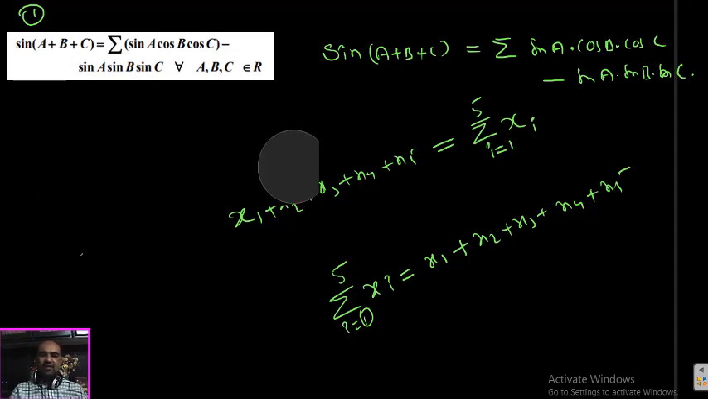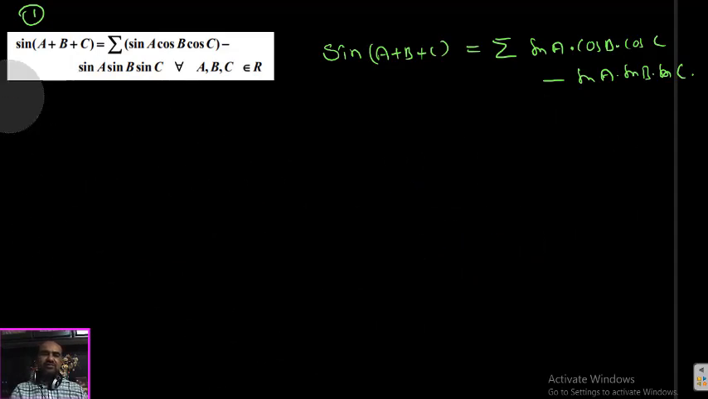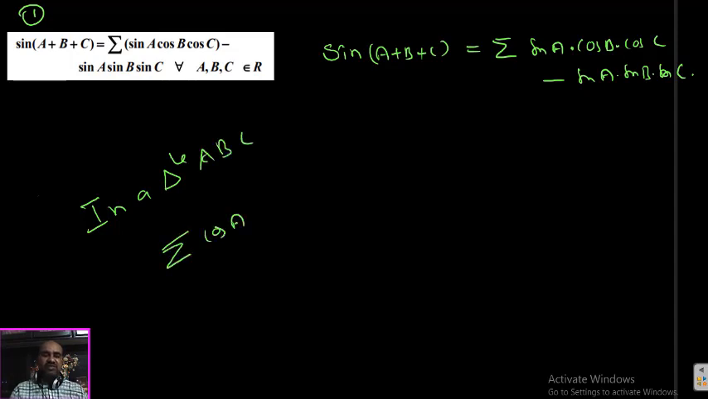Okay, in a triangle ABC, what is the meaning of sigma cos A? Sigma cos A in a triangle means first cos A plus cos B plus cos C. So A after B, B after C, C after, again A, no need to write. In a triangle ABC you have three angles A, B, C. That's why in a triangle sigma cos A means cos A plus cos B plus cos C.